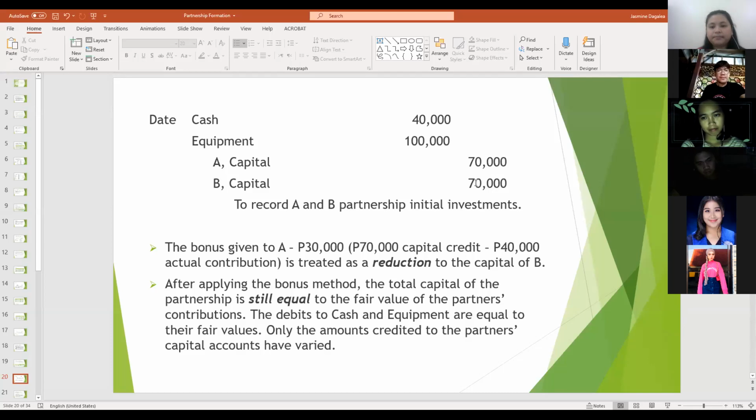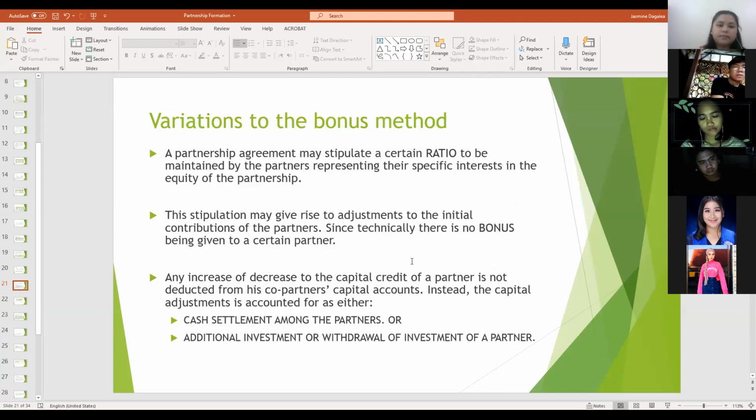Yes. Yan. Easy lang, di ba? So later on sa mga next exams or short quiz, yan, ganito lang yung concept na i-apply nyo. Yan. You also have variations to the bonus method. May trick na naman.